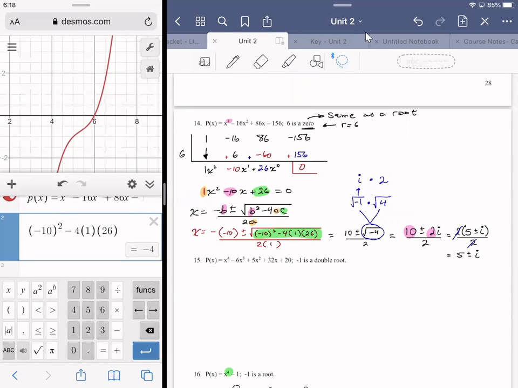Number 15, we have a power of 4 polynomial, and they tell us -1 is a double root. Double root means that if you take that -1 and call it r, you can use it in synthetic division for 2 successive attempts, meaning you can run the -1 through synthetic division just like we did with the 6 in number 14, and then take that answer and apply the -1 again, right?